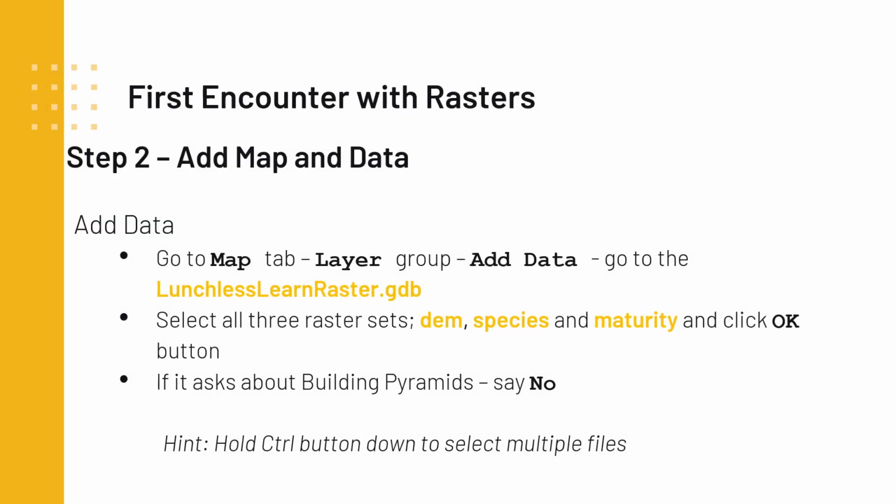Now we're ready to add our data to ArcGIS Pro. To do this, you want to be on the Map tab in the Layers group and click on the Add Data button. You need to go to the Lunchless Learn raster.gdb. Again, that's going to be wherever you unzipped the file. I'd like you to select all three raster layers, DEM, species, and maturity. If you hold your control button down, you can select them all at the same time. Then click the OK button. If it asks you about pyramids, you can simply say no. If you said yes by default, don't worry about it. I'll explain a little bit about what they are.